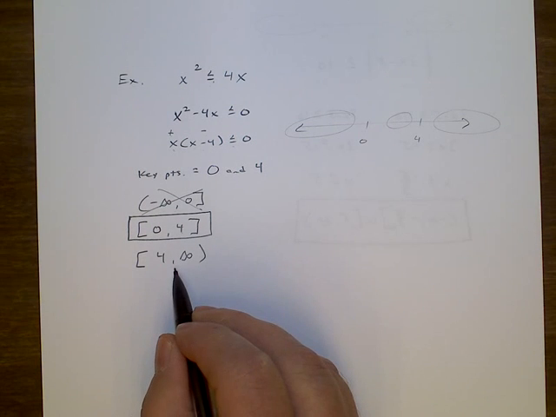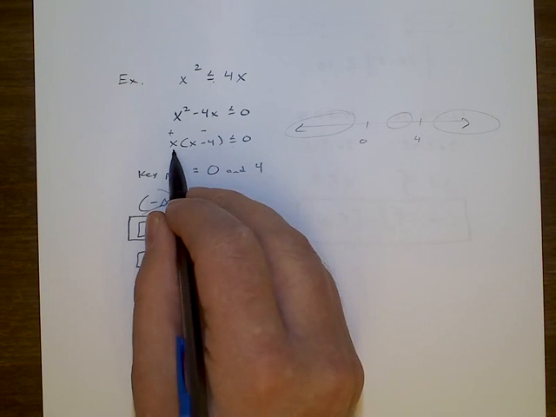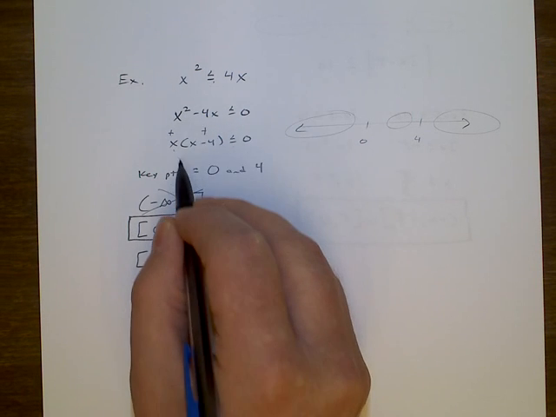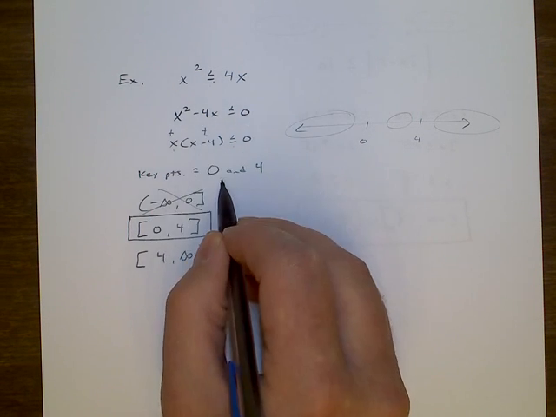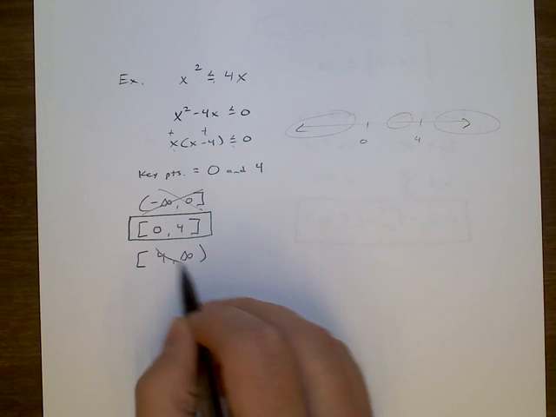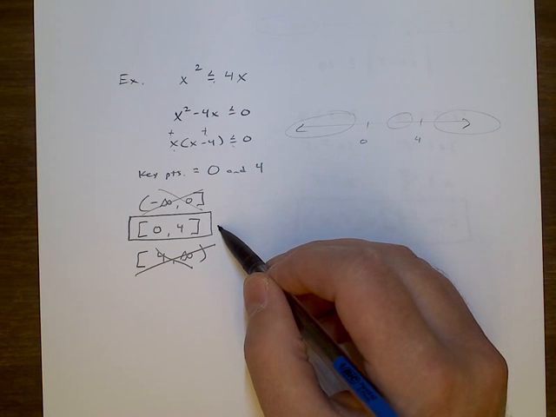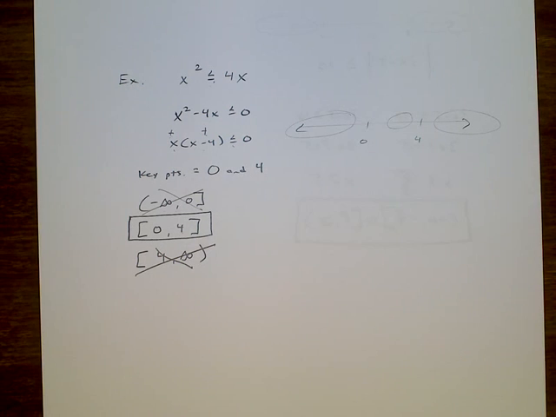Then we want to test something in this region, a large number like positive 1,000. Plug positive 1,000 into here, it's positive. Positive 1,000 into here, it's positive. Positive times positive is positive. Not less than 0, that's not part of our solution. So our solution is from 0 to 4, inclusive of both boundary points.